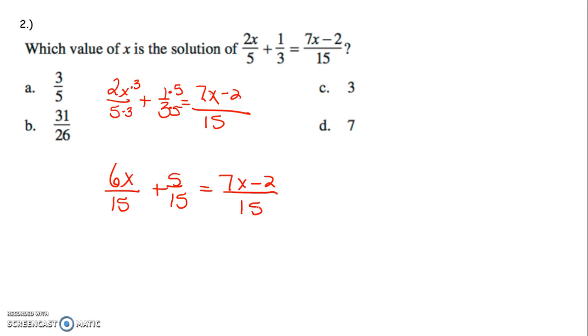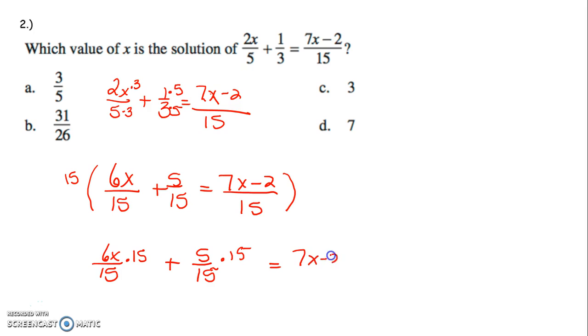Really, now that all my denominators match, I can actually eliminate my denominators. This is very similar to when you have a system of equations and you want to multiply the entire equation by some value. Well, I could multiply each term by 15. If I do that, it'll eliminate the denominators, because I have 6x over 15 multiplied by 15, plus 5 over 15 multiplied by 15, equals 7x minus 2 over 15 multiplied by 15. That's all I'm doing, multiplying each term in this equation by 15.